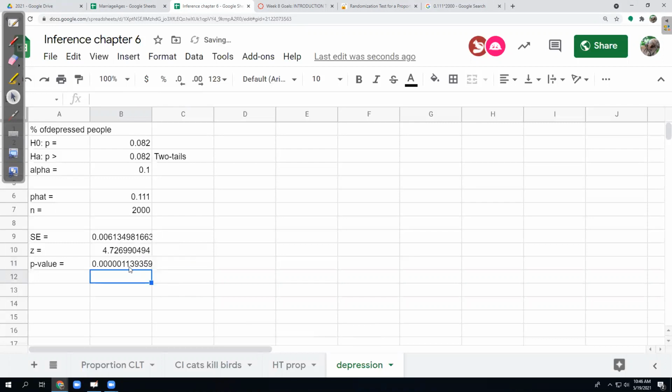All right, so according to the spreadsheet, it's 0.000001. How many zeros is that? 1, 2, 3, 4, 5. To 5 decimal places, the probability is 0. To 6 decimal places, the probability is 0.00. I'm going to go with 0. So it's about 0.